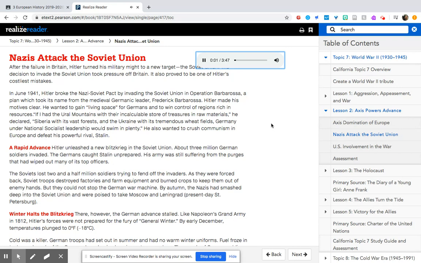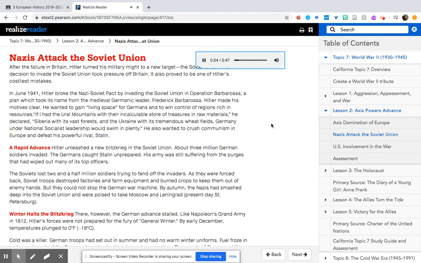Nazis attacked the Soviet Union. Tell the story of what happened when Germany invaded the Soviet Union. After the failure in Britain, Hitler turned his military might to a new target, the Soviet Union. The decision to invade the Soviet Union took pressure off Britain. It also proved to be one of Hitler's costliest mistakes.